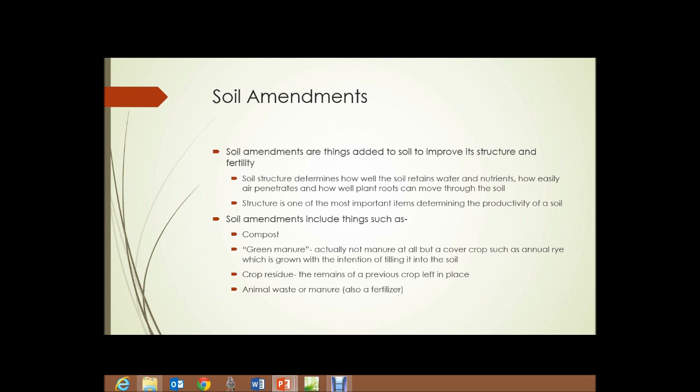control erosion. Crop residue. So after harvesting a soybean field or a corn field or a wheat field, the remains of the previous crop are left in place. As they break down, it helps build soil structure. And again, also helps with erosion. Animal waste or manure is often added, both as a soil amendment and as a fertilizer.